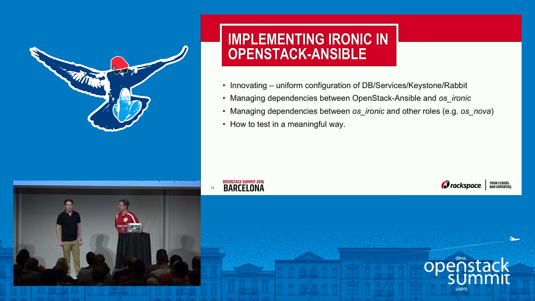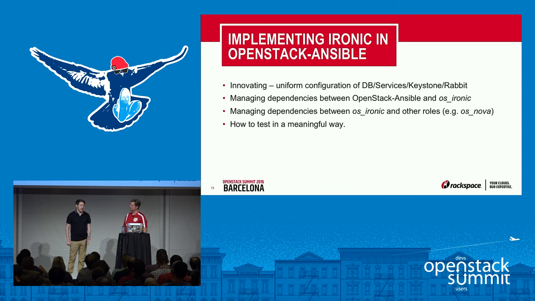But as we went to implement this role, it was the Mitaka cycle, and we'd started moving roles into their own repositories. This meant that we could no longer put the Ironic role in the OpenStack Ansible repository. We had to get it its own repository, which is a great idea, and the move has now happened, and it was the right decision, and it now works a lot better.